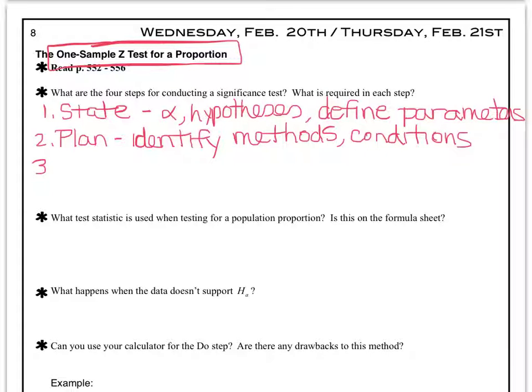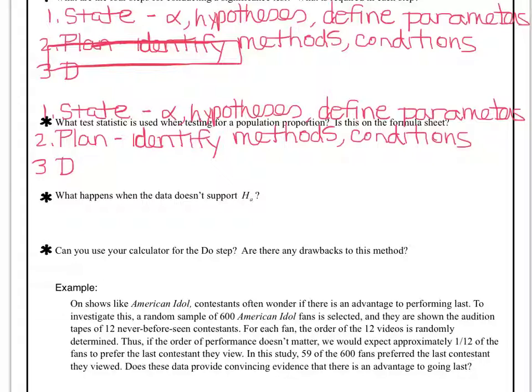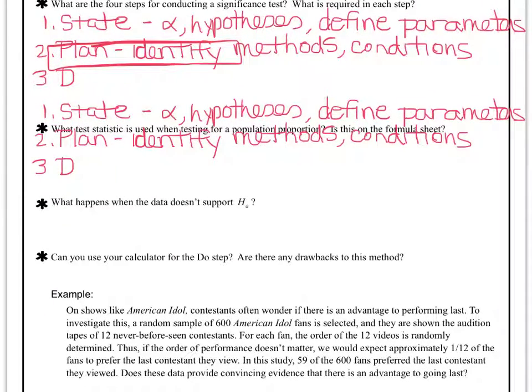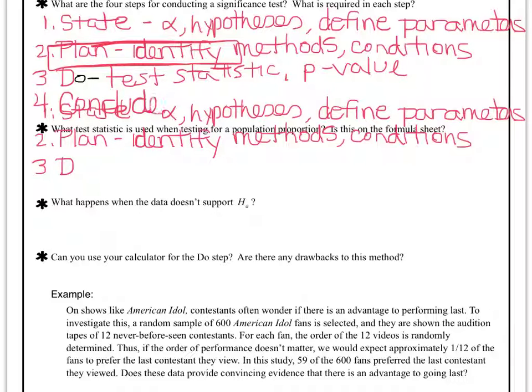3 is your do. Okay, the do step, which tells us that's when we need to do our test statistic, and our p-value. And then we need to conclude, which means we need to interpret in context.